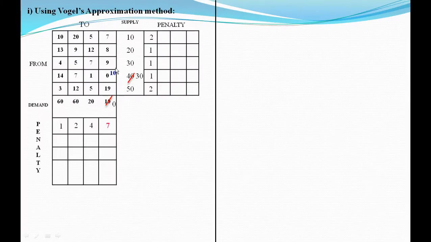I have to cancel the last column. Why should I cancel the last column? Because the last column becomes 0. So I am cancelling the last column. Since I cancelled this column, there is no need of penalty for that column at all.